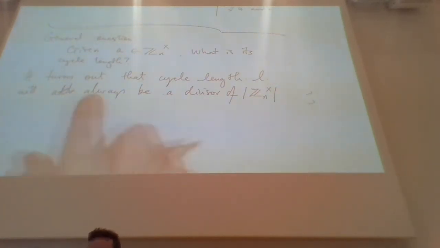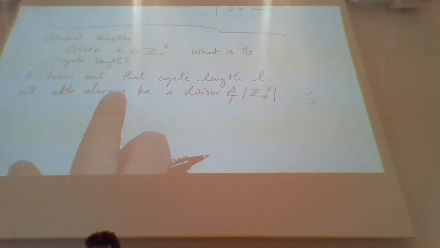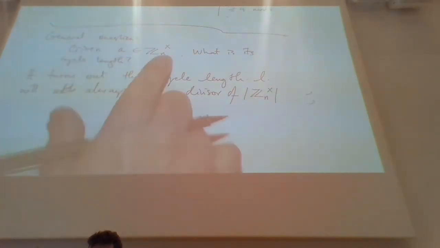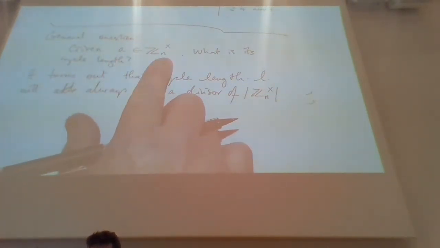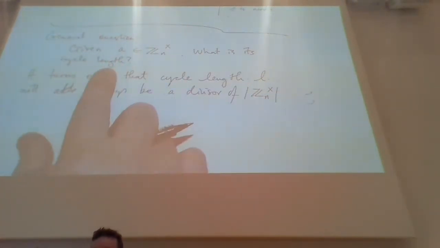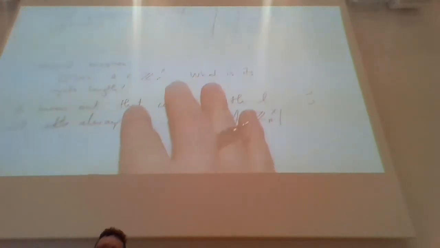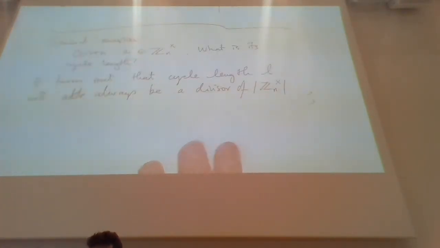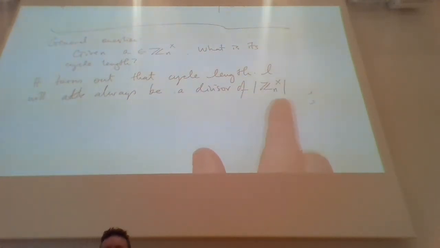Okay, is there anything you can't read there? So, general question, given an A in one of these systems, what is its cycle length? That's a general question. We can answer it for the case of 2, we just draw out cards. But if the numbers get big, we need some systematic way of addressing it. And it turns out that the cycle length L will always be a divisor of the size of Zn.